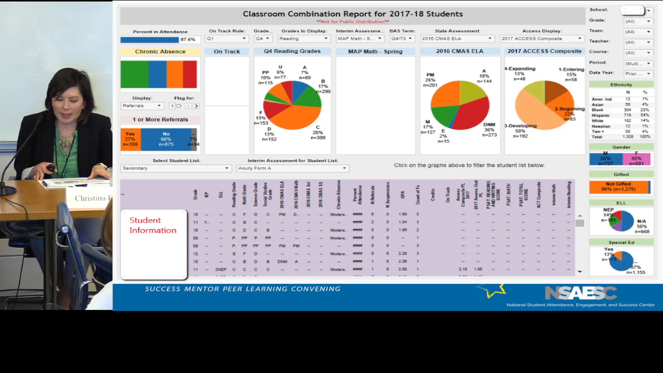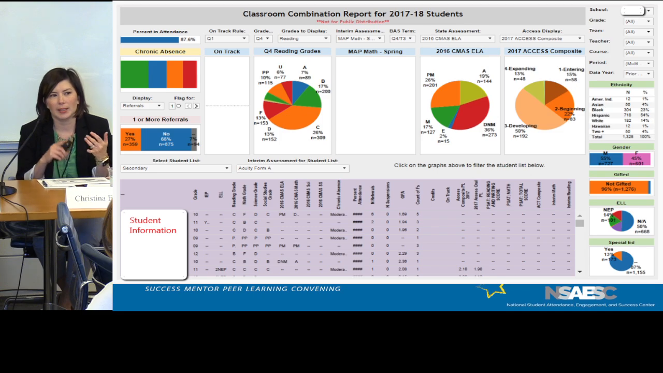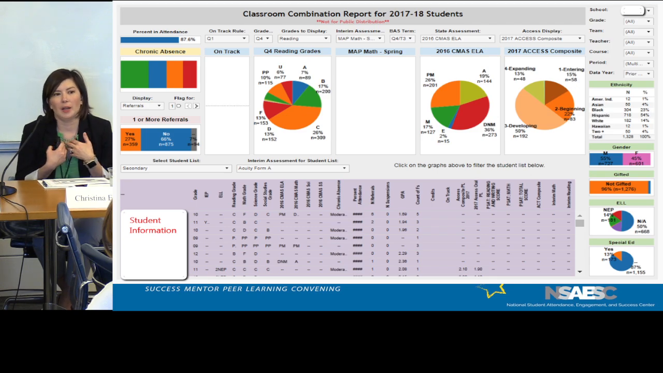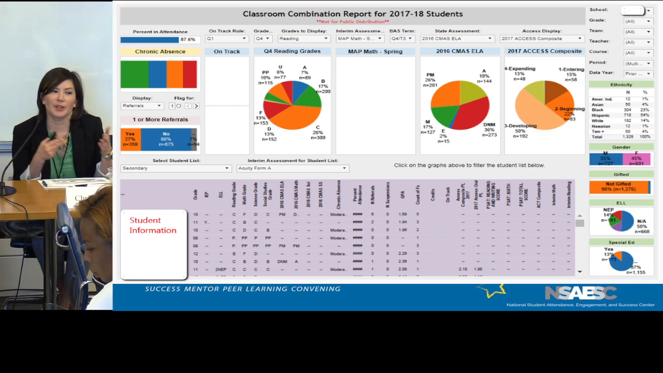So I said, well, okay, our combination report could absolutely help with this. And what this combination report does is that it combines attendance, behavior, grades, standardized achievement, whether or not a student has an IEP, or in our state we have the Colorado READ Act, which is an early literacy act. So kids who are not on grade level for reading have to have a read plan. That's included in here as well.